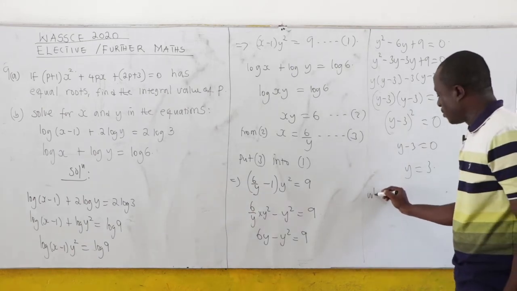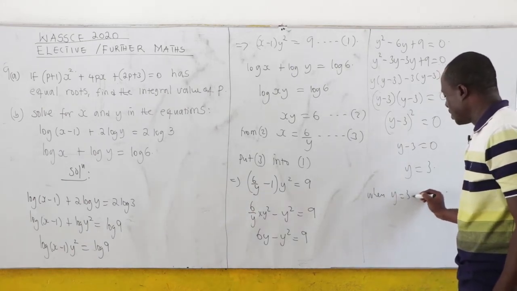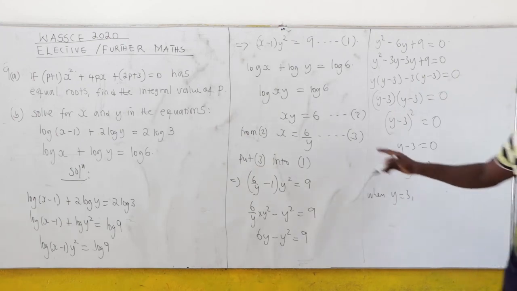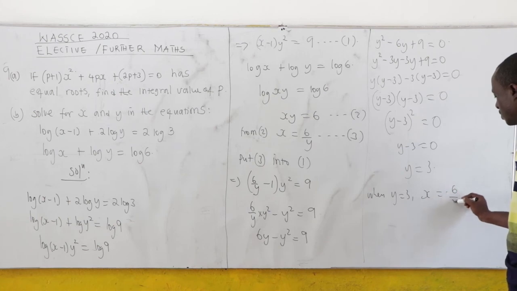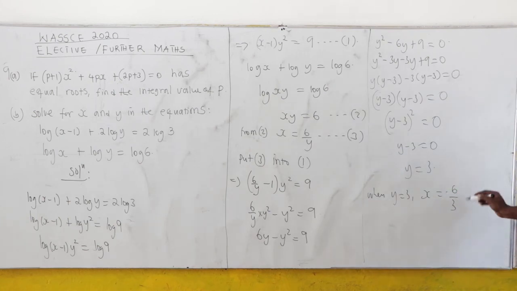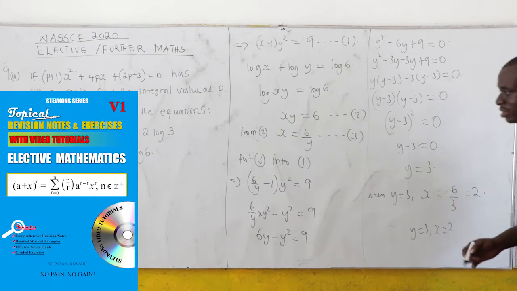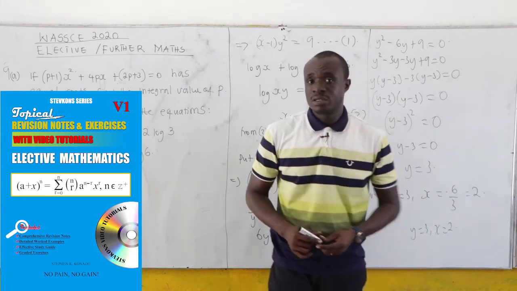Now, when y is 3, we want to find x. So let's put it into equation 3. So we have our x to be equal to 6 all over 3. And then this is just 2. So y is 3, x is 2. So this is the solution of this question.